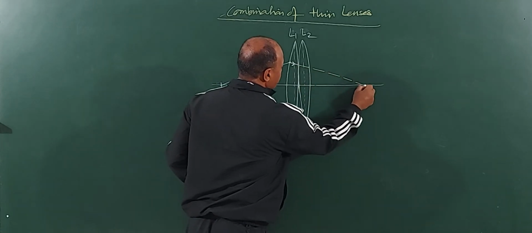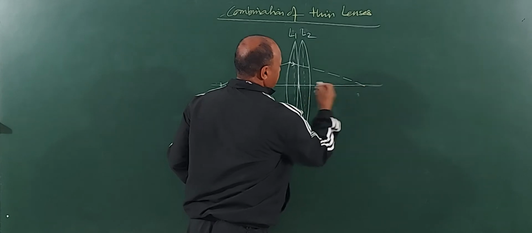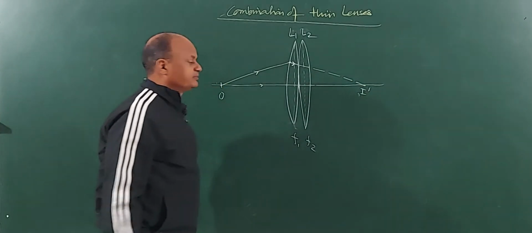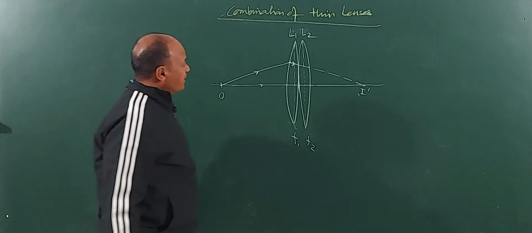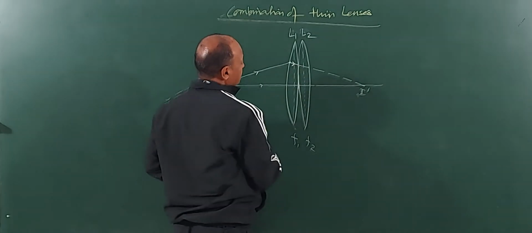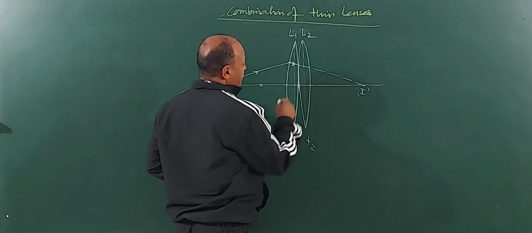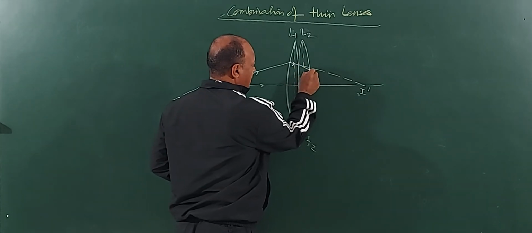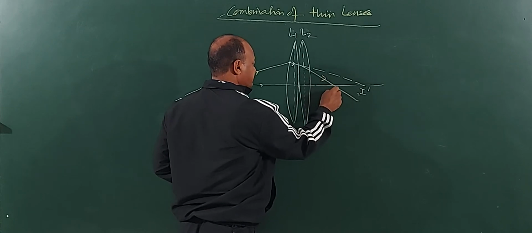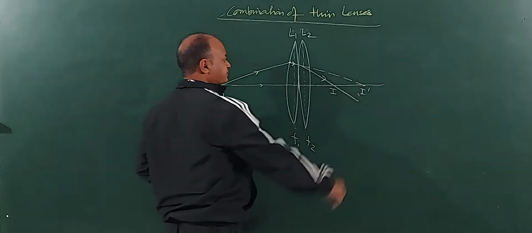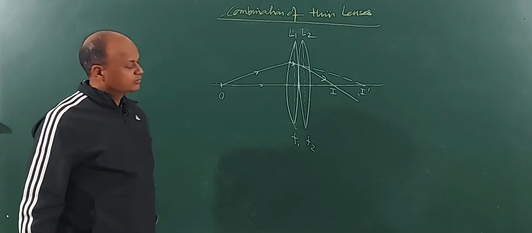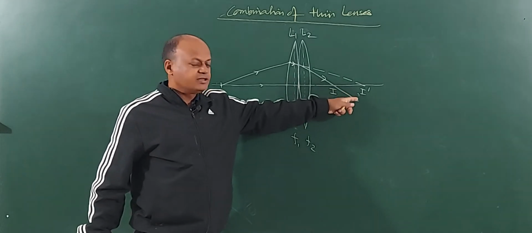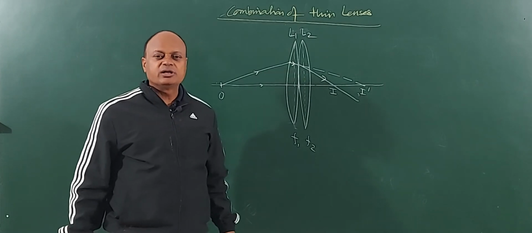Again here we are going to use the concept of virtual object. This ray would have gone straight and I would have got an image I dash. But because the second lens is there, this will bend more and will focus at a point I. Clear? So the first image I dash is going to act as a virtual object.